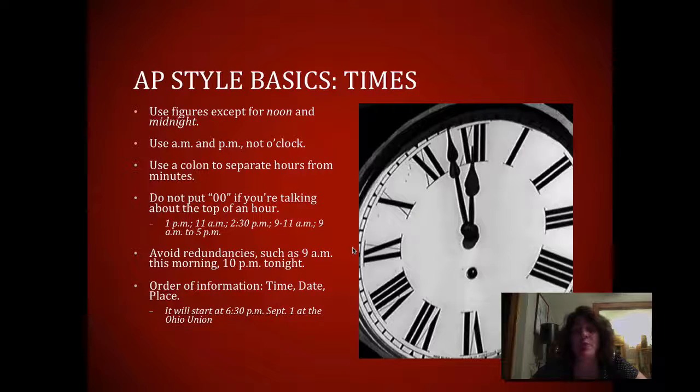Now for times, we always use numerals except twice, noon and midnight. We don't actually ever write the time as 12 o'clock, either AM or PM, although we do use AM and PM instead of o'clock. So if it's 8 in the morning, we write 8 AM. If it's 8 in the evening, it'd be 8 PM. And we use a colon to separate numbers, provided there are numbers for the minutes. If there are no minutes, then we don't put the colon and we don't put 00. We want to avoid redundancies like 9 AM in the morning or 10 PM at night. If it's 10 PM, we know by definition it's night.